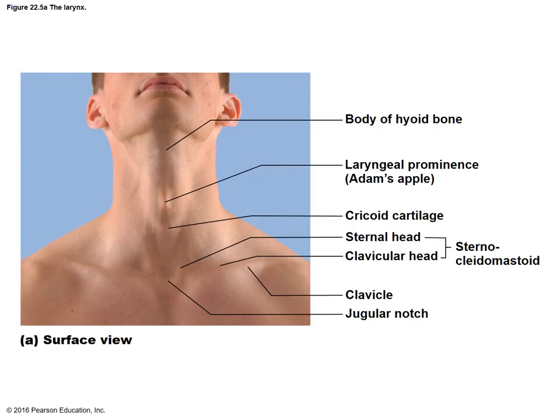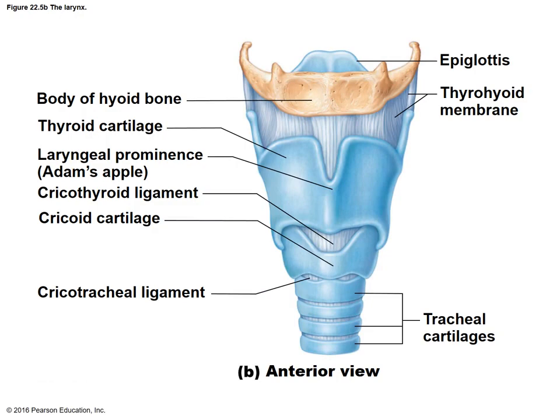This picture just shows how you can locate what's referred to as the Adam's apple, the laryngeal prominence, right here, and where some of the other cartilage is located along the larynx, using some of your bone markings as markers. So in this diagram, you can see here's the laryngeal prominence, the Adam's apple. You've got the thyroid cartilage. Here's the cricoid cartilage. Way up here at the top is the epiglottis.